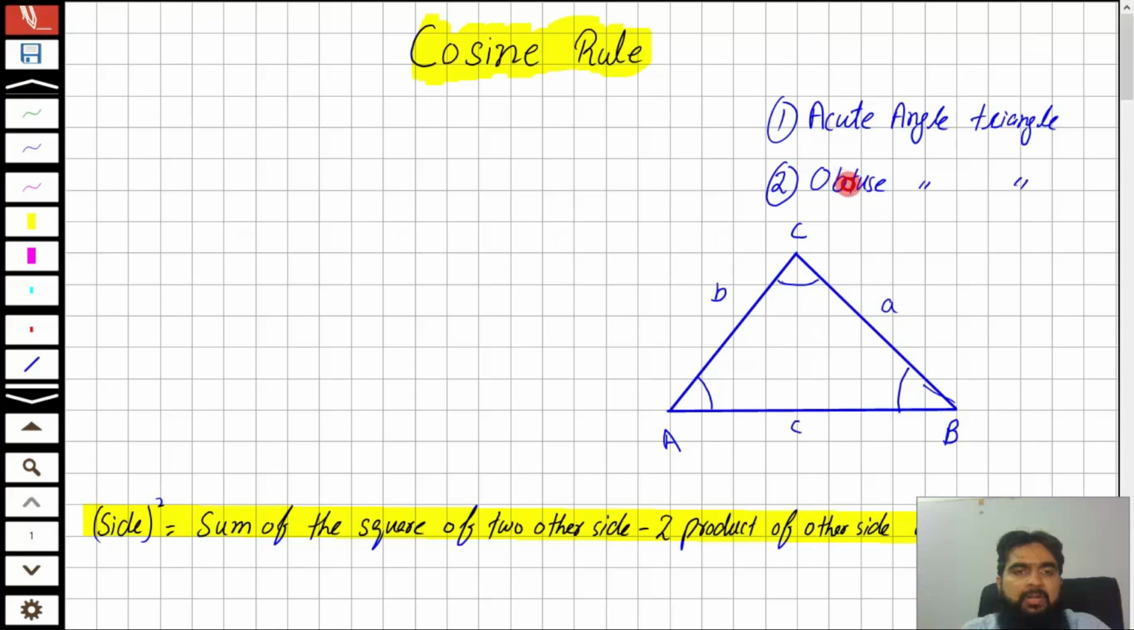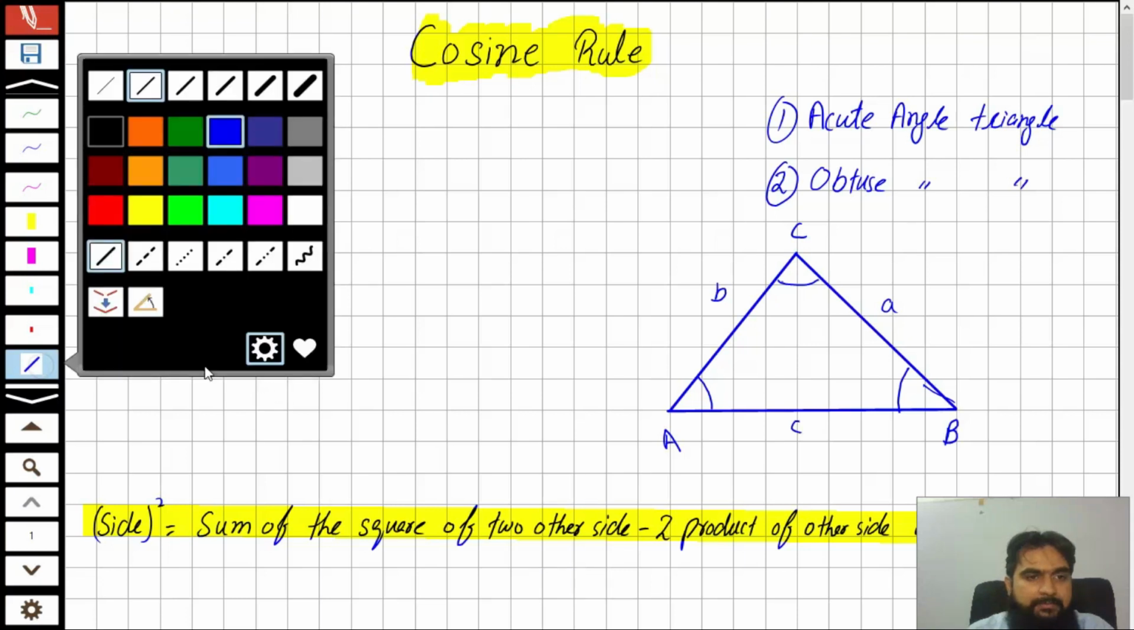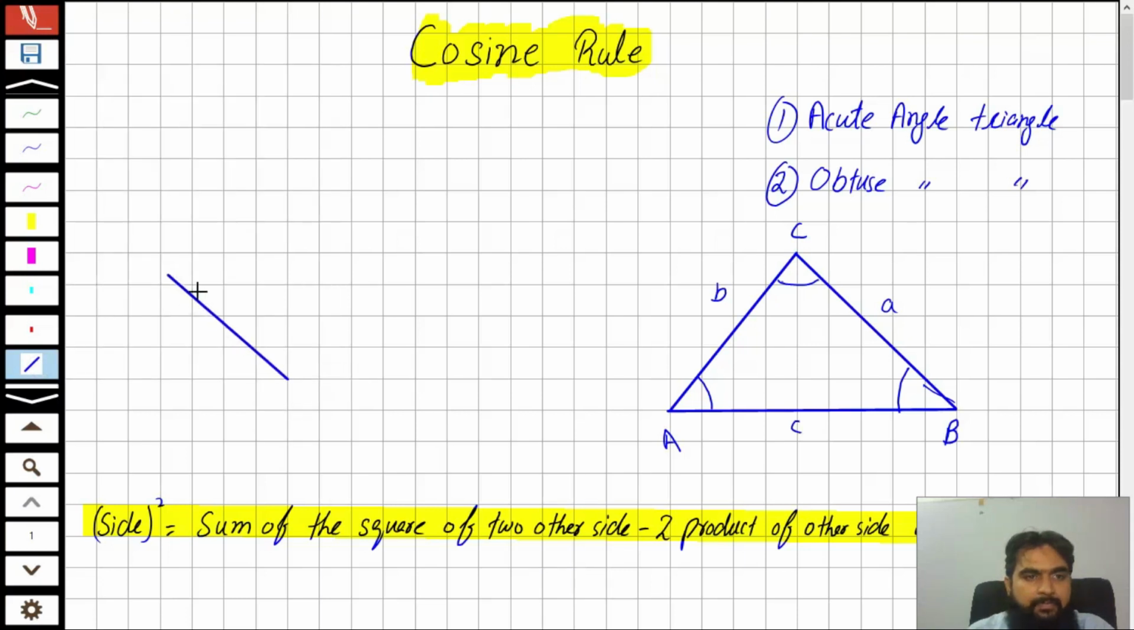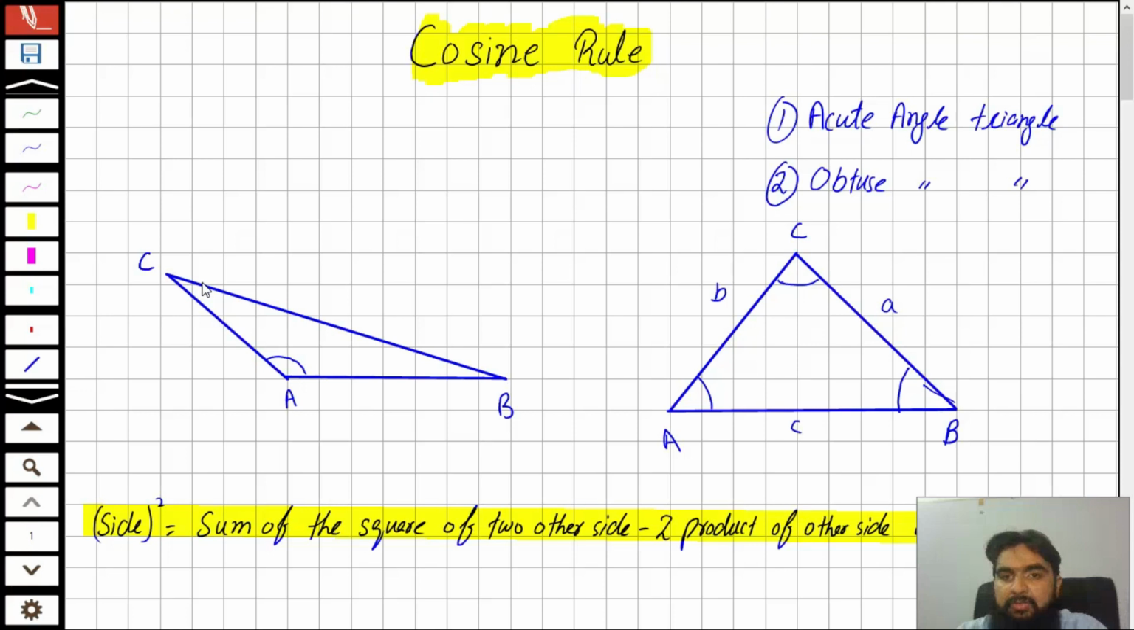The acute angle triangles are triangles in which all the angles are less than 90 degrees. In the same way, an obtuse angle triangle is a triangle in which one angle is more than 90 degrees. For example, look here, in this triangle this angle is more than 90 degrees. So such a type of triangle is known as an obtuse angle triangle. We cannot use the cosine rule in right angle triangles.